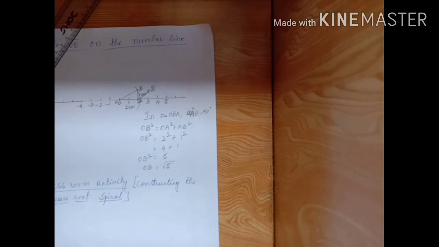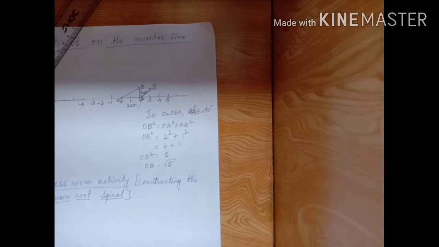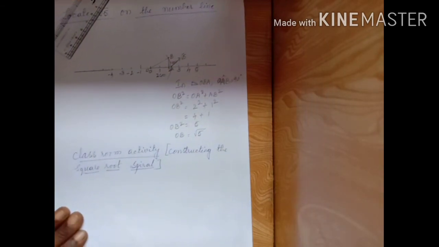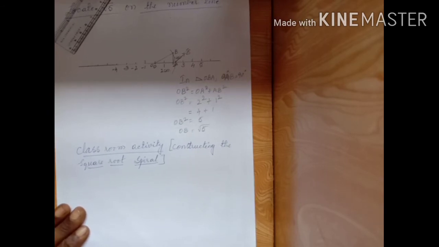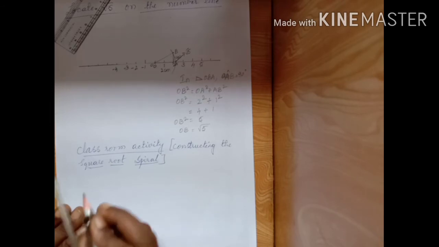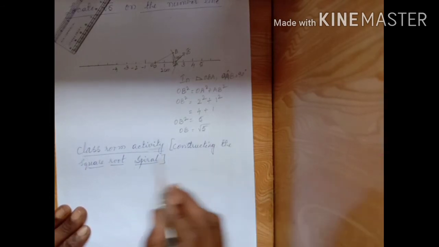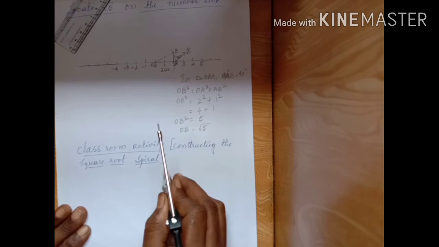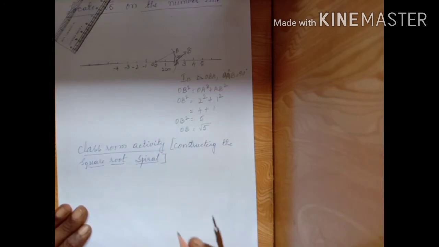So far we studied root 2, root 3, root 5. Now I want to give a classroom activity. I will also teach how to construct, and you have to construct it in your classwork. Children, classroom activity: constructing the square root spiral. It is very easy. We already know how to construct root 2, root 3 and root 5. So we have to try that only.